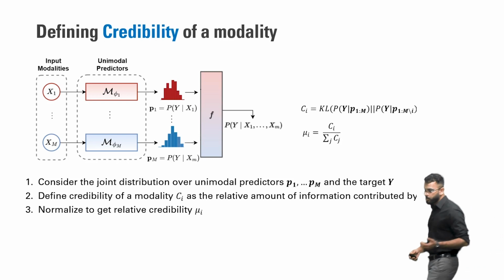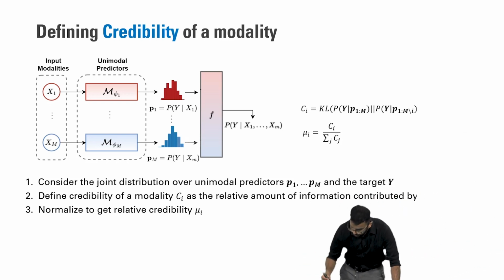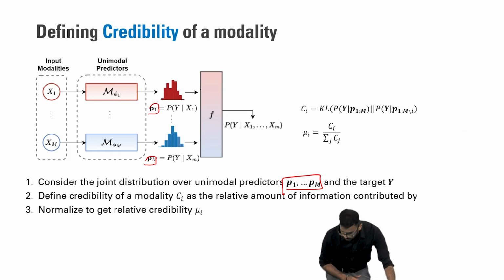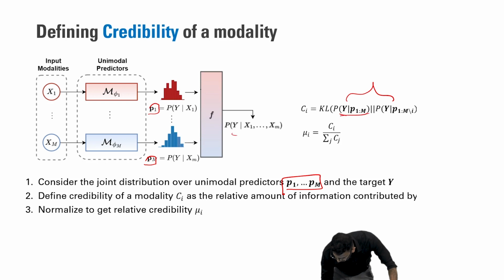I'll define this. Let's say I have a joint model over P1 up to Pm. P1 up to Pm are the unimodal predictors, and I have a joint probability distribution over these random variables. I can define the credibility of a particular modality as the divergence between two distributions. So I'm looking at the final prediction given I have all the unimodal predictive distributions P1 to M, and suppose I were to remove a particular modality.